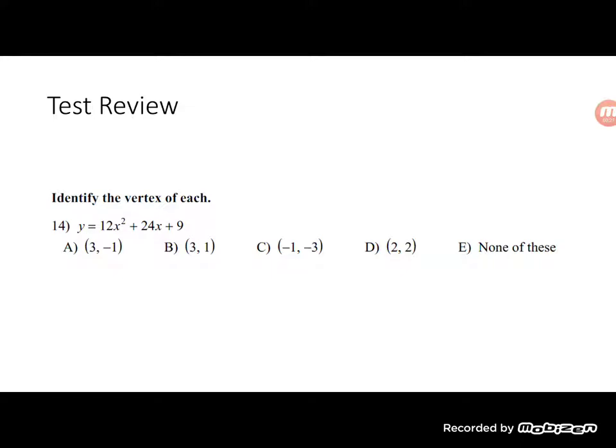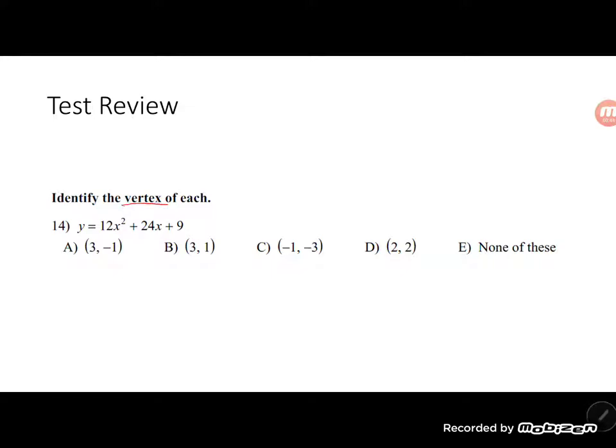So, this was one of the most missed questions by far, and that's actually the order of this. So as we go, it's the less and less missed questions. But number 14, so it asks us to identify the vertex.